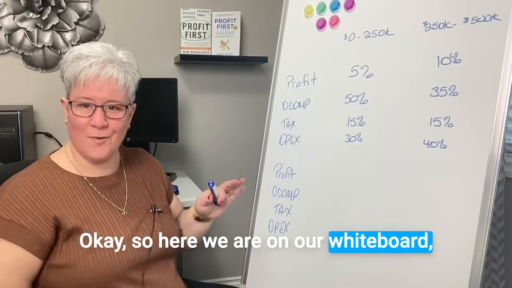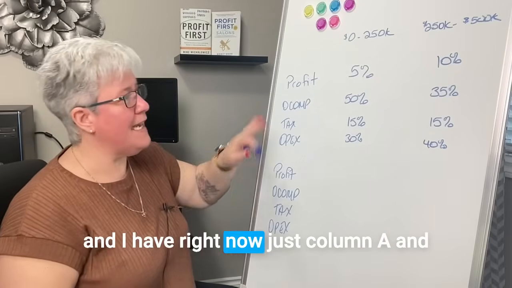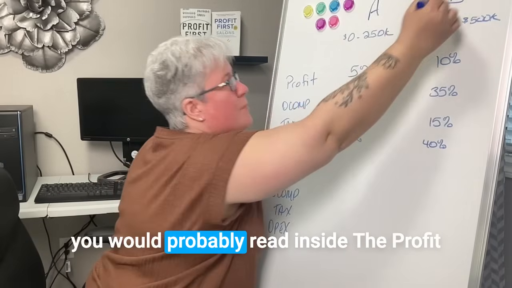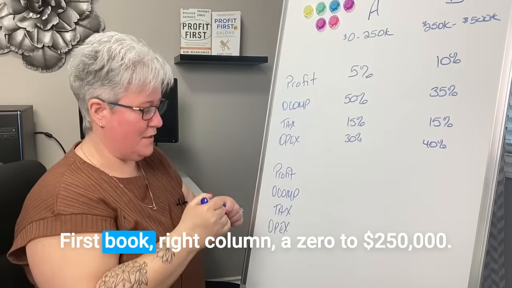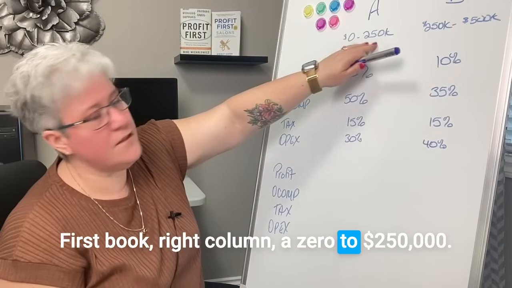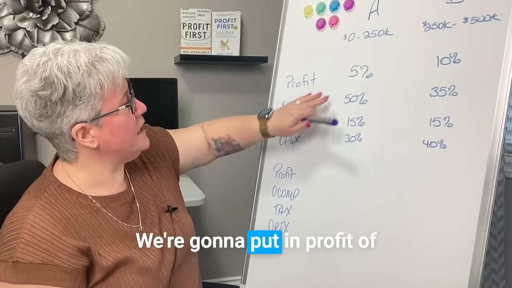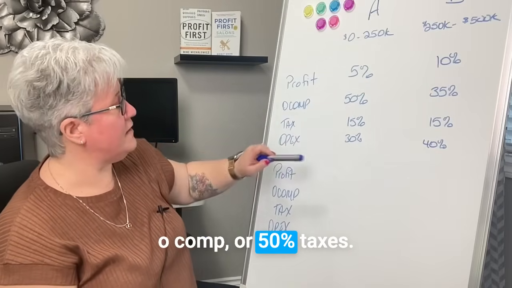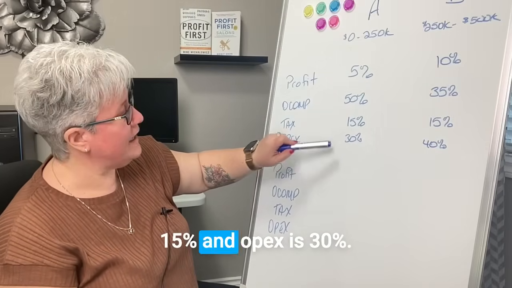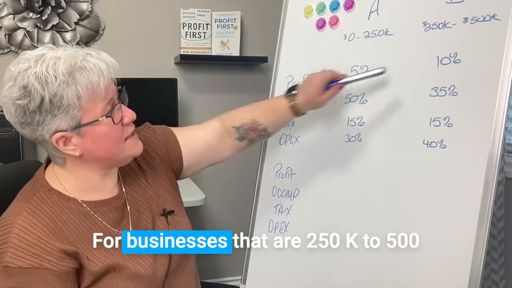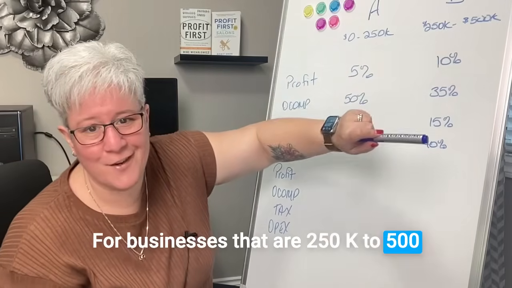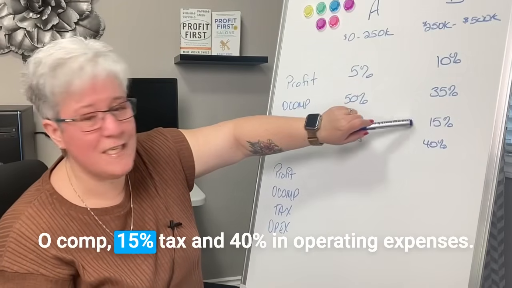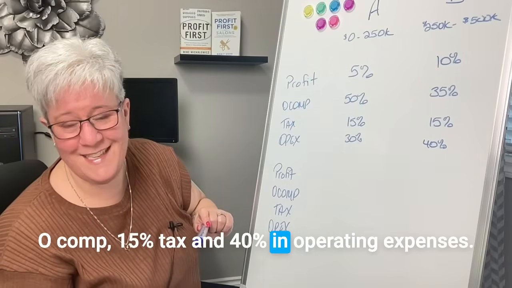Okay, so here we are on our whiteboard, and I have right now just column A and column B. In fact, I'll write that here, that you would probably read inside the Profit First book, right? Column A, $0 to $250,000. We're going to put in profit of 5%. The Profit First percentages, OCOP, are 50%. Tax is 15%, and OPEX is 30%. For businesses that are $250K to $500K, we're looking at 10% profit, 35% OCOMP, 15% tax, and 40% in operating expenses.